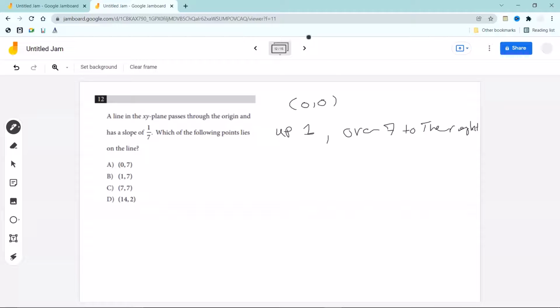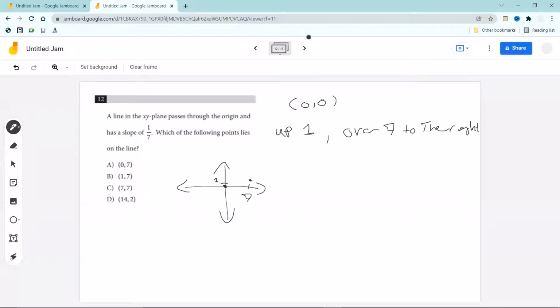As you know, slope basically means rise over run. What this 1 over 7 is telling us is that from the origin, the next point on this line is going to be 1 up and 7 to the right, since the right is positive. If we were to draw this on the xy plane, this is 0, 0, at the origin. The next point, this is 1, and this is 7.